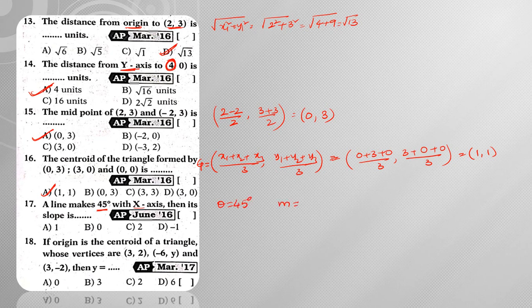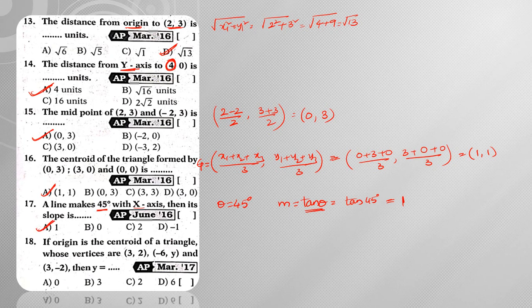So slope is given by m is equal to tan theta. Then from this we can write tan 45 degrees. Already you know from trigonometry tan 45 degrees is equal to 1. Hence the slope is 1.